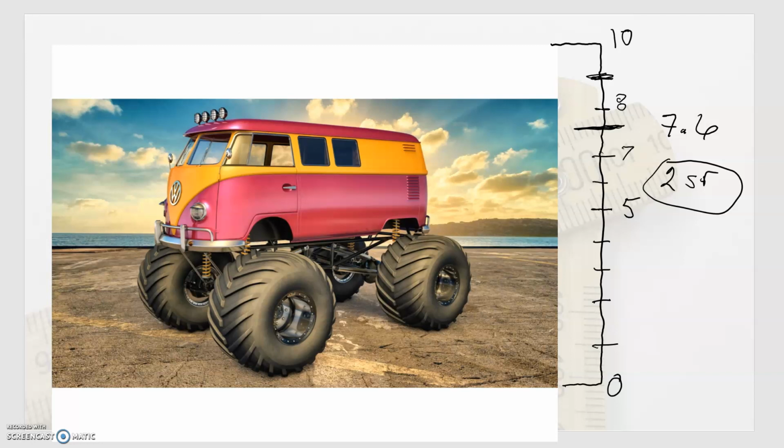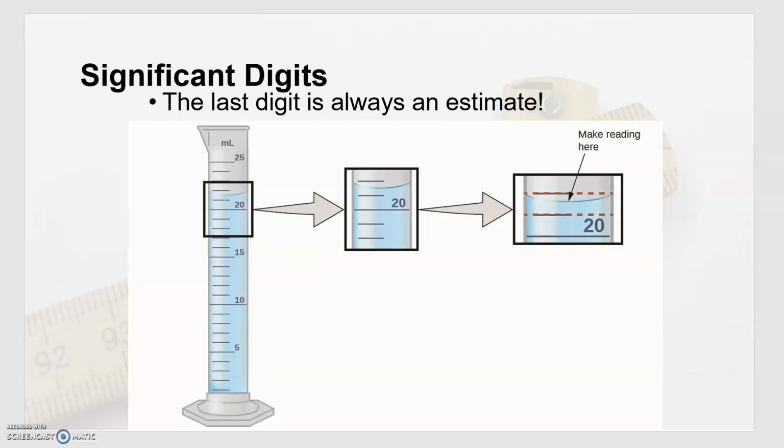Let's put this to chemistry and look at a graduated cylinder. So the graduated cylinder has graduated lines on it. And the first thing I like to do is just kind of orient myself. I'm looking at this, I've got a 25 and a 20. And my water line is between the 20 and the 25. And I'll count these and realize that each of these smaller lines is 1 mL.